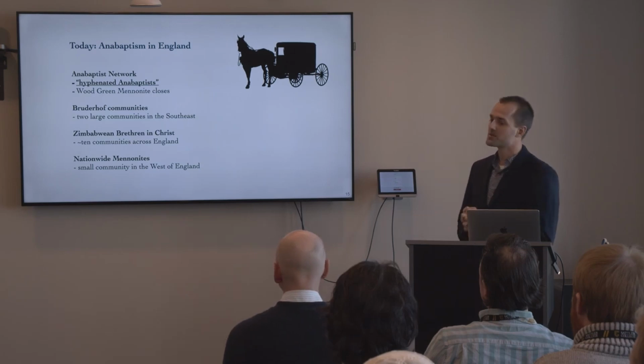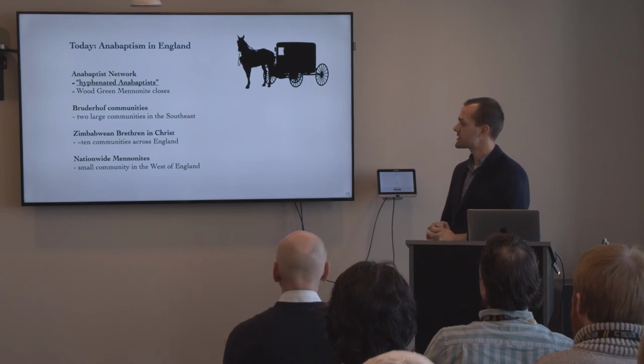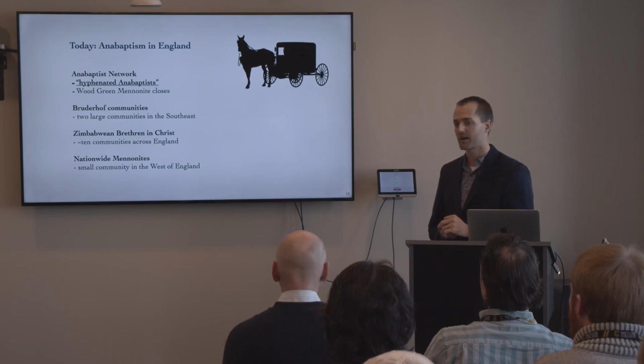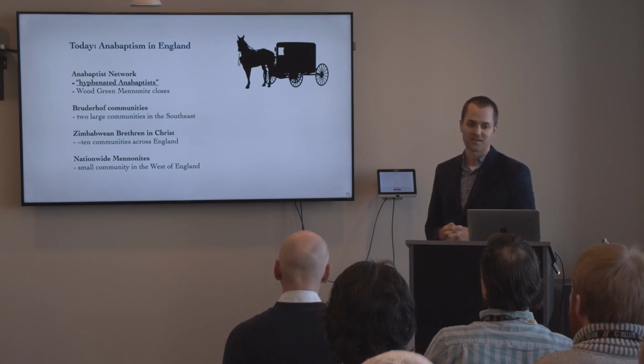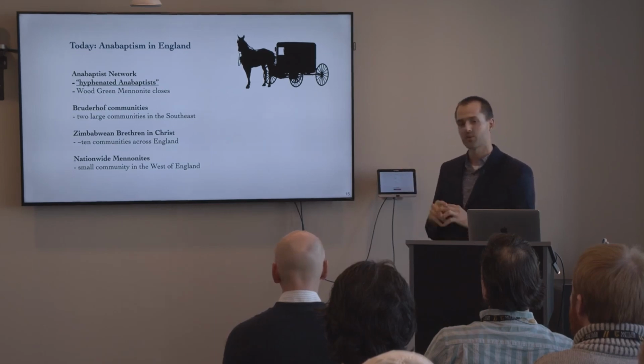The Wood Green Mennonite Church closed in 2016, and there are other Anabaptist representations in England. There's a couple of Bruderhof communities. There are about 10 churches affiliated with the Zimbabwean Brethren in Christ denomination, a Brethren in Christ church from Zimbabwe, which now has a lot of immigrants in the UK, and they're starting their own small churches. And finally, there is a small group affiliated with the Nationwide Mennonites in the west of England. Incidentally, from what I can tell, the only group in this list that isn't connected to the others and doesn't affiliate with each other somehow. They mostly are alone.